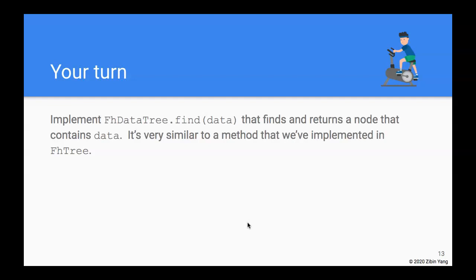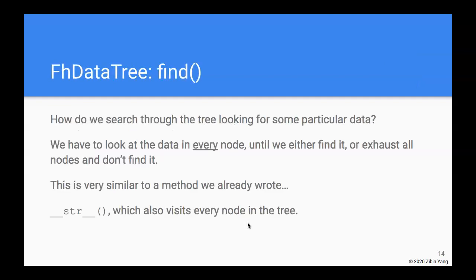And I am going to talk about how we can implement that now. So in order to find a piece of data, there is really no shortcut. We have to look at every single node until we either find the piece of data we're looking for, or we've looked through all nodes and we couldn't find it, right? So visiting or looking at every single node is something that we've already done in our dunder string method, right? That constructs a potentially huge string that contains all the nodes in the tree. So we can do something very similar to that in our find method.